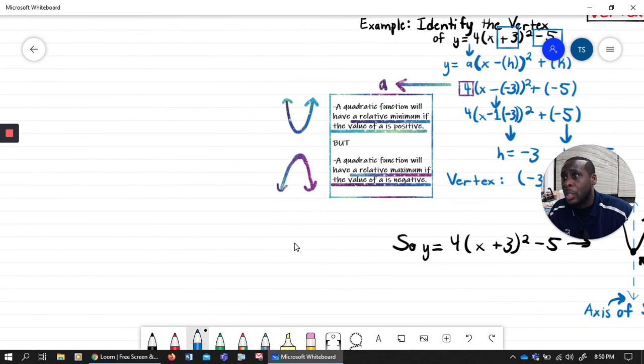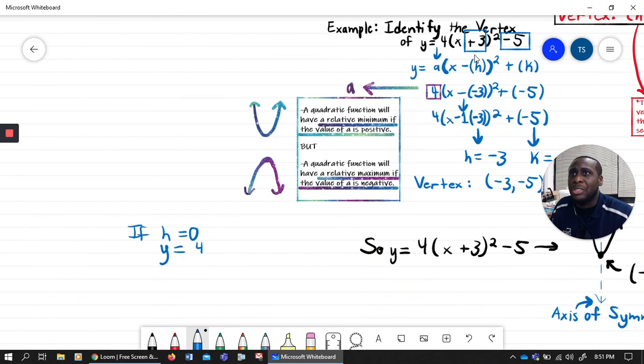Okay, guys. So if h is 0, it might look something like this. You'll still have some type of, and actually I'll use pretty much the same equation that we already had. I'll just write it so that h is 0. How about that? I'll keep the same a value, which was 4. I'll keep the same k value. And by the way, let me go ahead and do that the right way.